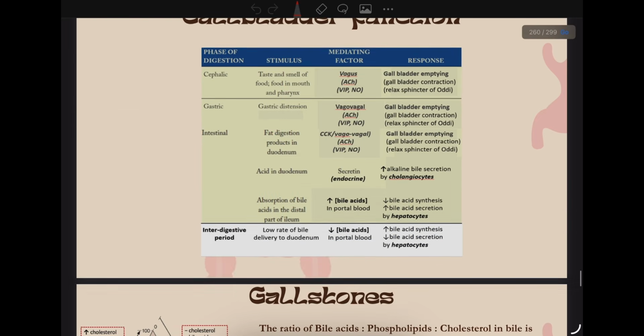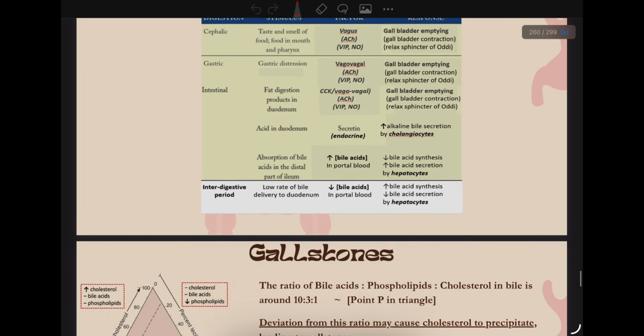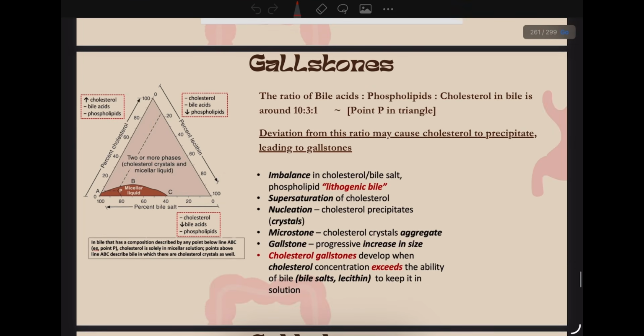Gallbladder function, this is just a summary for everything. We have talked about this in more than one lecture, so this is a summary. And now gallstones. Do you remember when I said there was a bit of cholesterol in bile acids? Sorry, not bile acids, in bile itself. Now, here is the problem.